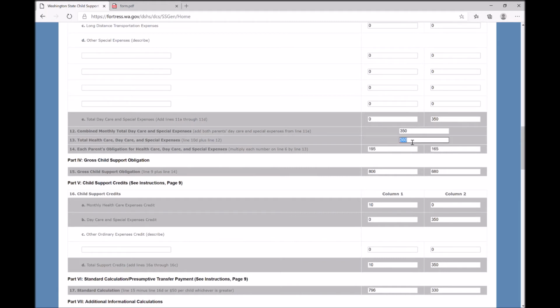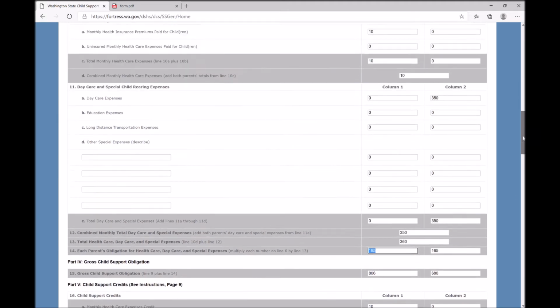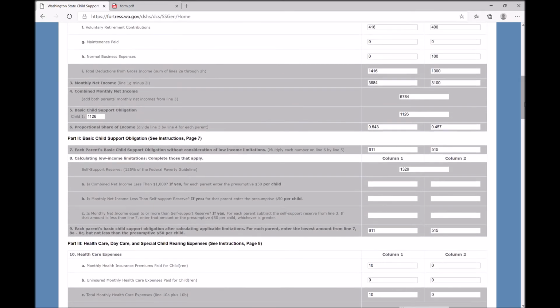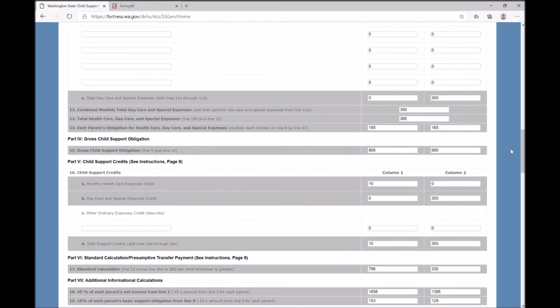So this 360, because it's a shared obligation, it gets split in the ratio of the incomes. The father's ratio, if we scroll a little bit up, if you remember, the father's ratio is 54.3 and the mother's is 45.7, which means that every expense is supposed to be shared in this ratio. This expense right here is also supposed to be shared in this ratio. So 54.3% of this amount is 195, and this is the mother's obligation.